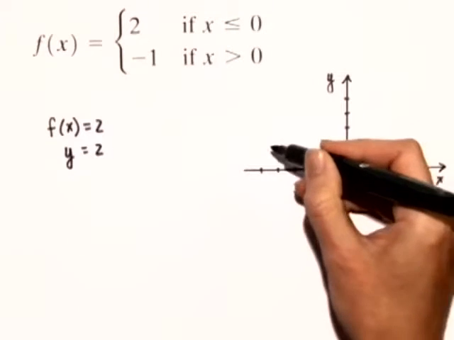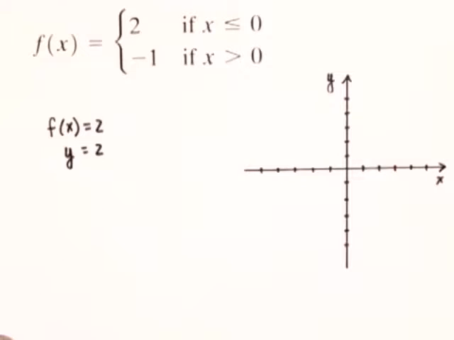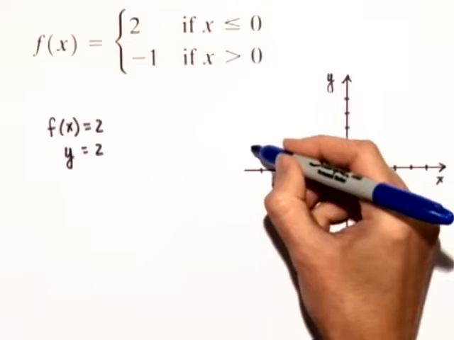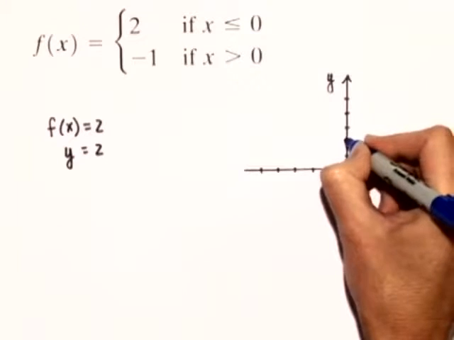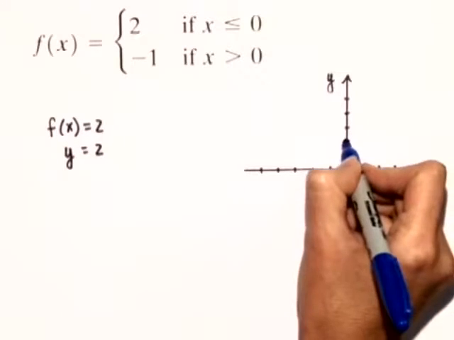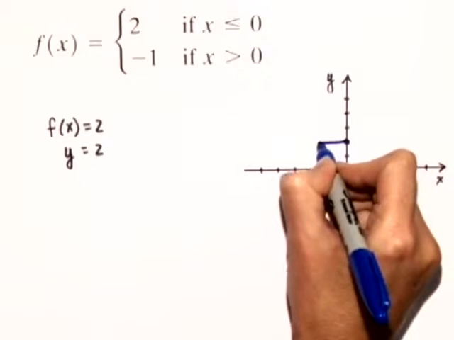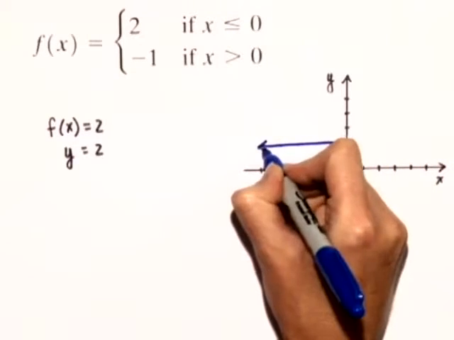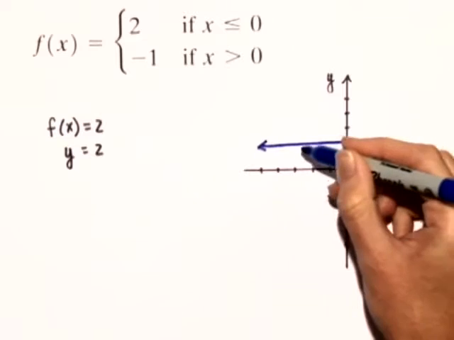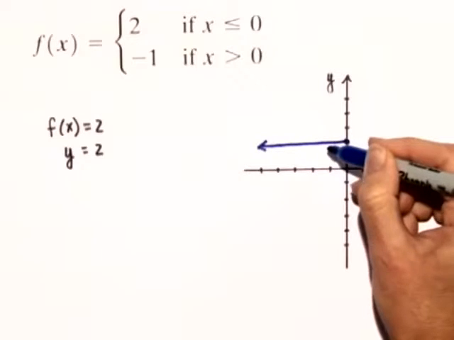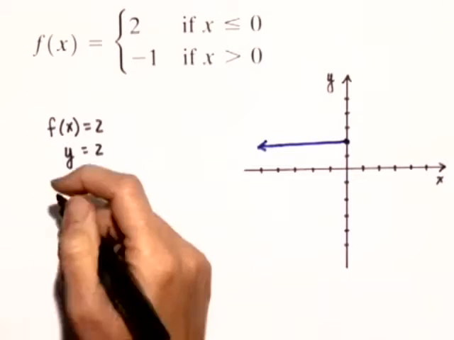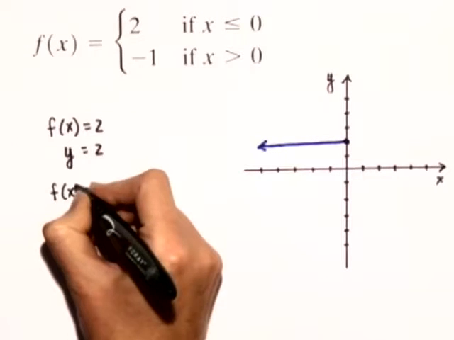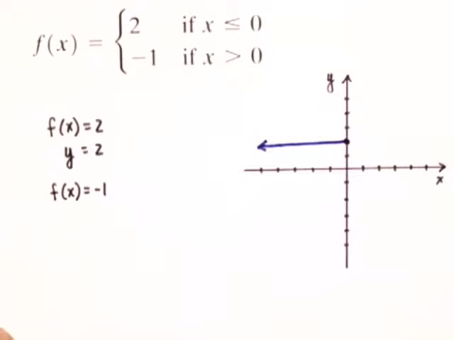Remember, y equals 2 really is just a horizontal line passing through the y-axis at 2. But we want to stop when we get to the y-axis because that is our limitation on the interval. So this is the graph of f of x equals 2 whenever x is less than or equal to 0. Now let's look at the second part. We have f of x equal negative 1 whenever x is greater than 0.